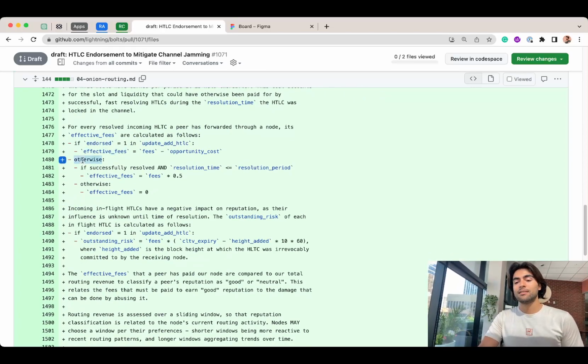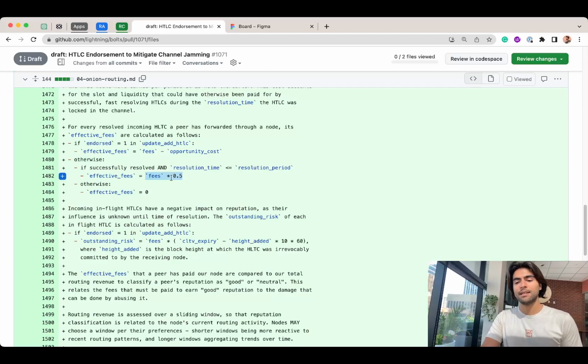Otherwise, if the payment is not endorsed, we don't want to subtract anything from the reputation of the peer. We don't want to negatively impact the reputation because the payment was not endorsed. We did know that this payment is not trusted. So if it successfully went through, like it wasn't an endorsed payment but it successfully went through, then we calculate the effective fees as fees times half, like half the fees.